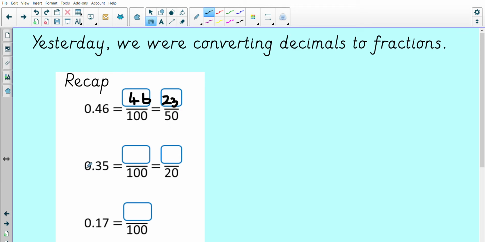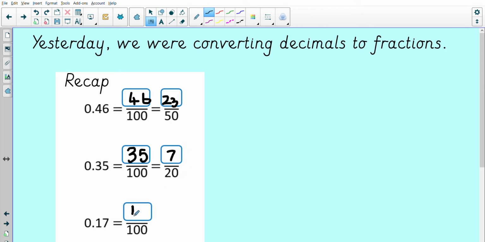Okay, 0.35 is 35 hundredths. 35 out of 100. So here it's been simplified again. How do I get from 100 to 20? I divide by 5. So I need to do the same to my numerator. How many 5s go into 35? So if I count in 5s, I can find the answer. 5, 10, 15, 20, 25, 30, 35, 7 5s. So 35 hundredths is equivalent to 7 20ths.